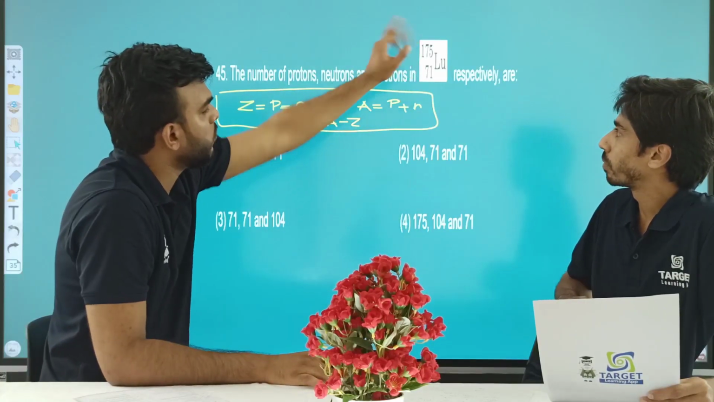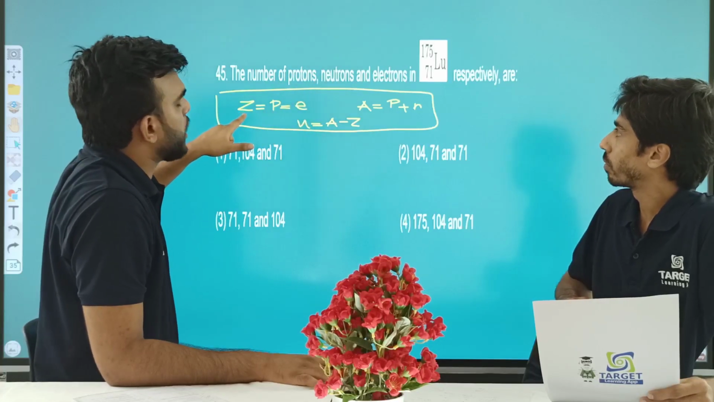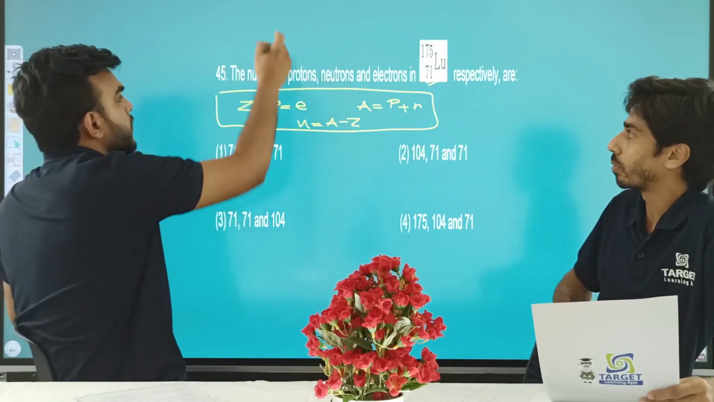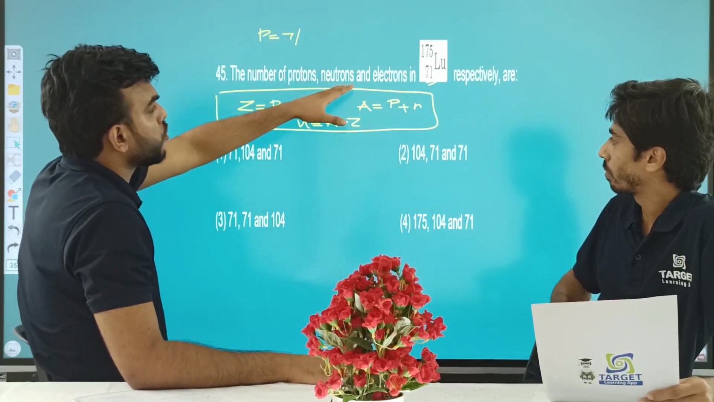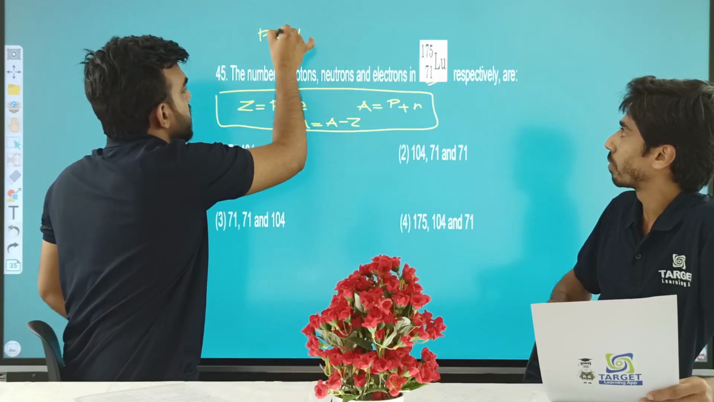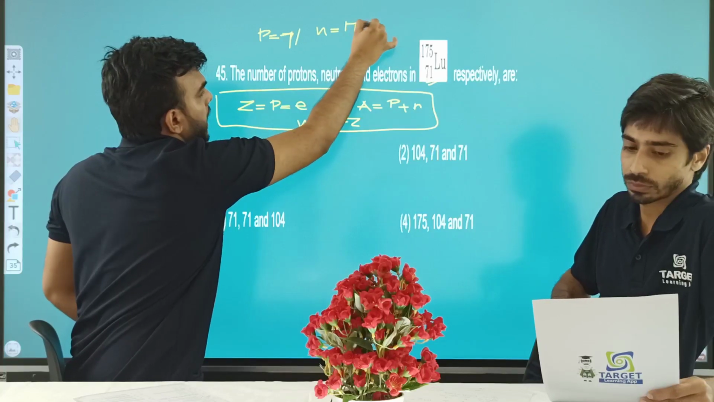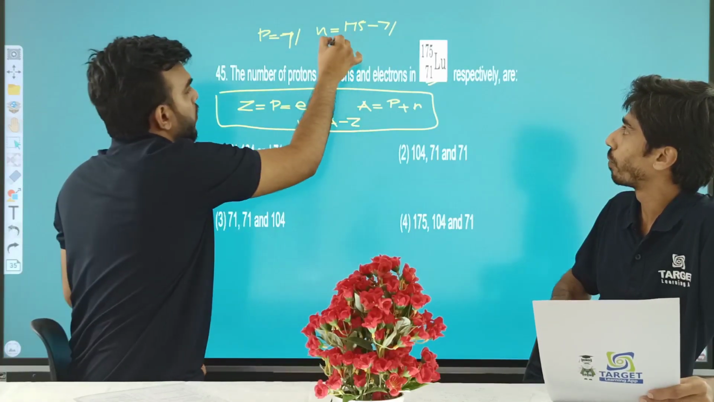See here, 71 and 175. You have to get the number of protons. I said it is equal to the atomic number, so the 71 will be the protons itself. Now you have to find the neutrons. Neutron is equal to 175 minus 71. That will be 104. 104 will be the answer.